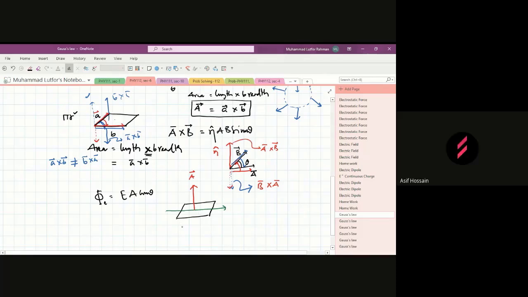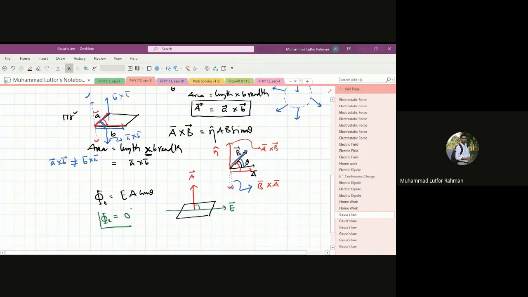So 90 degrees. So parallel will be, sir, 0 degree. No. Parallel means to the surface. I draw, say this is the electric field direction. Then it will be angle 90. Then what will be the phi? Cos 90 is 0. So electric flux will be 0 in that case.